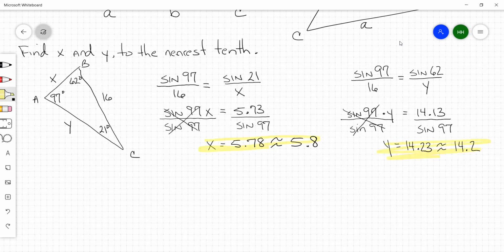You got to know two angles and you got to know a side. Two angles and a side in order to use law of sines.